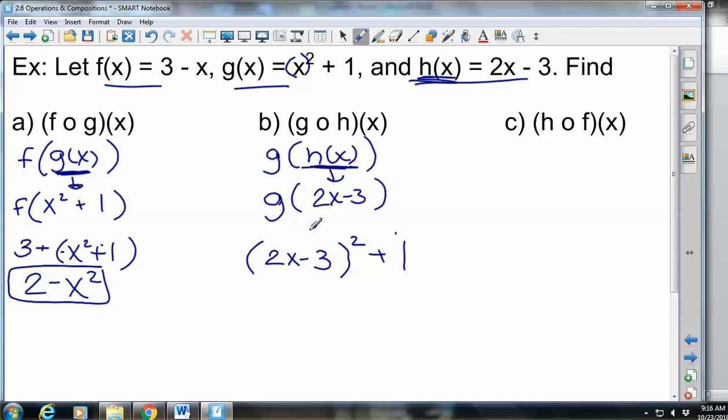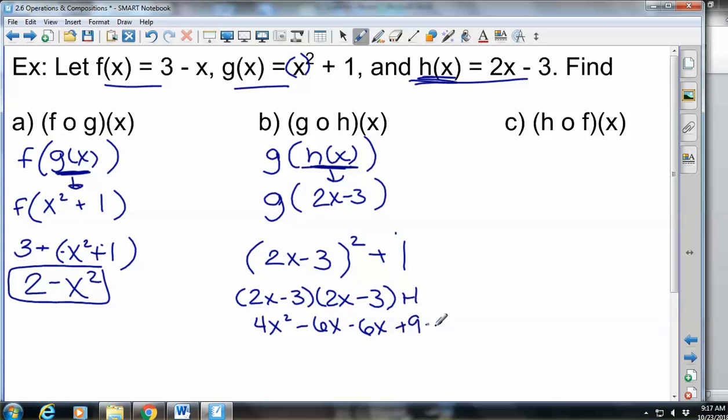So then when I ask for g of that, you're going to go to g and replace that x with the 2x minus 3. Now, because it's squared, we have to simplify this. A square means you have 2 of them, so I am going to write it twice. And what are you going to have to do with that? FOIL. So you get 2x times 2x, so 4x squared, minus 6x, minus 6x, plus 9. We still have that plus 1 on the end.